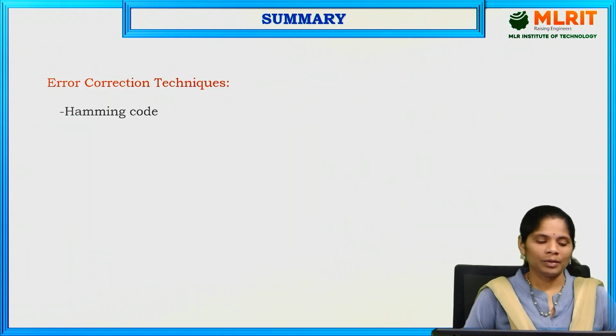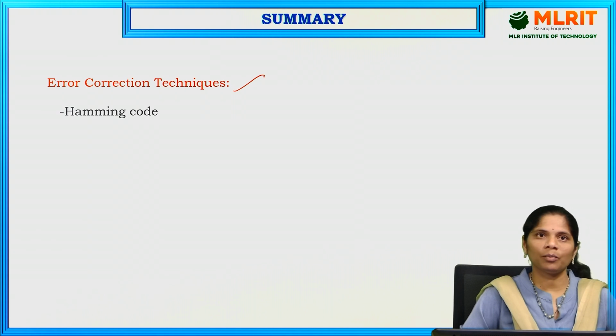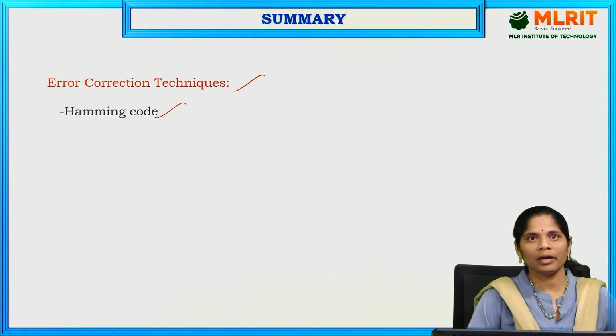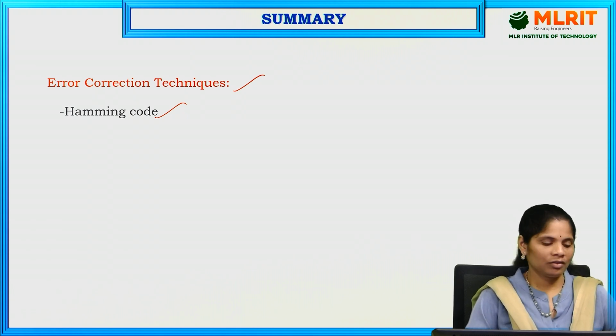So, coming to the summary, in today's session we discussed error correction techniques. In that, we discussed the Hamming code, and how to detect and correct the error using the Hamming code.